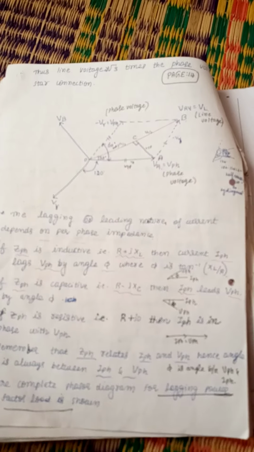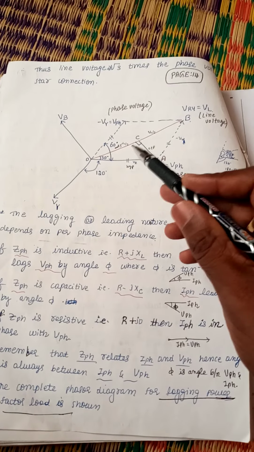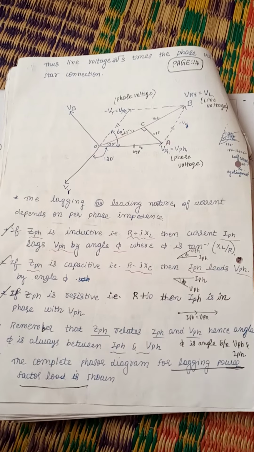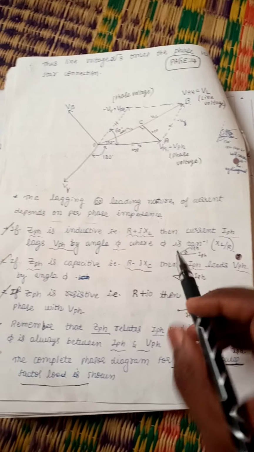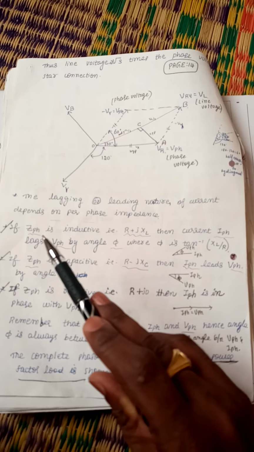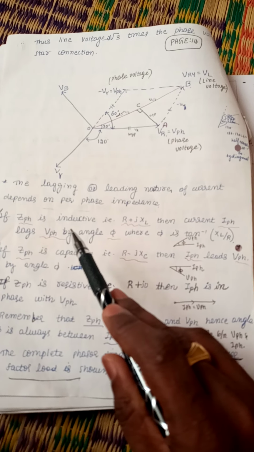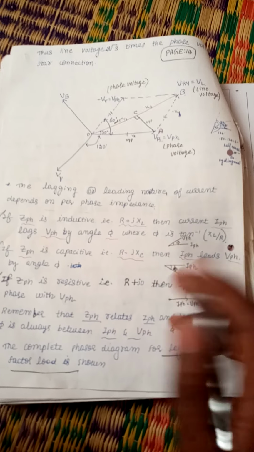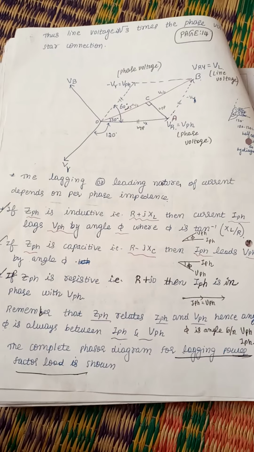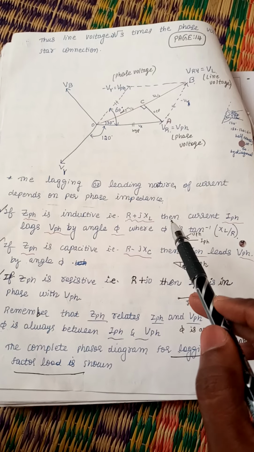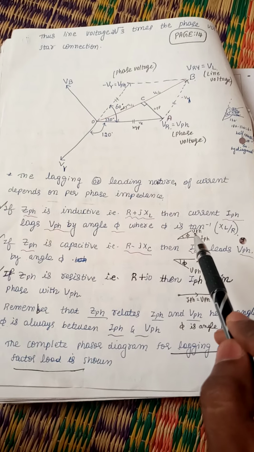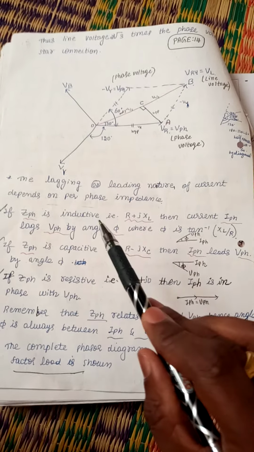The same diagram I had written here. So now what you have to do, ZPH is called the impedance. If it is inductive, then as you know the inductive expression is given by R plus jXL. IPH lags VPH by an angle of pi. IPH lags VPH by an angle of pi in the case of an inductive circuit.